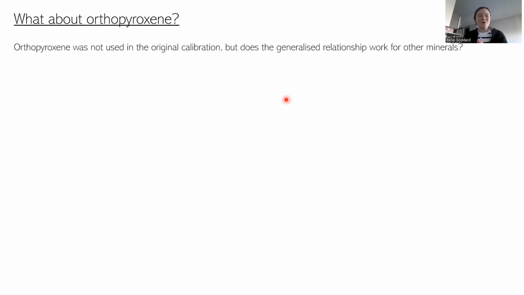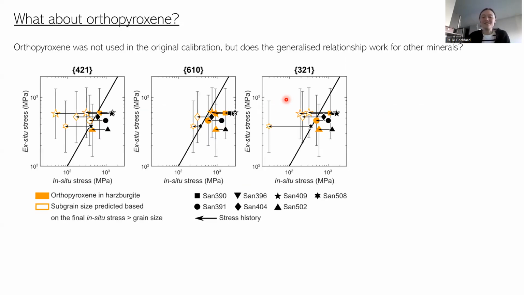So what about orthopyroxene? Well, orthopyroxene was not used in the original calibration, but can we use it to see if our generalized relationship works for other minerals? I'm going to show these results. I would say that there are not many subgrains in orthopyroxene. So again, this is one of those figures, hopefully they're becoming a bit easier to read now, with subgrain size against X-ray diffraction stress.